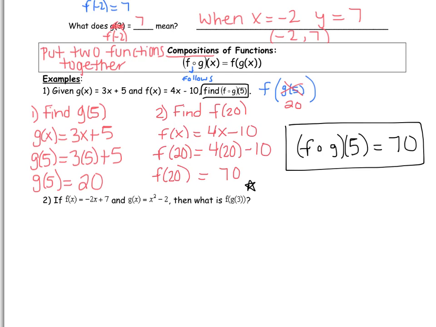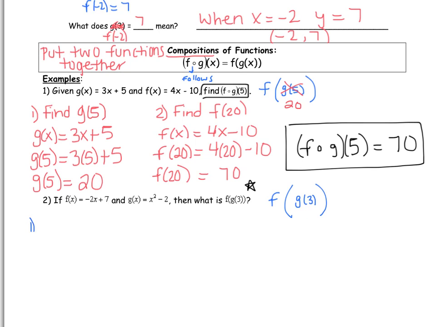Okay, let's try a second example. Example number 2: if f of x equals this and g of x equals that, then what is f of g of 3? Every time there's a parenthesis, we're going to say the word of. F of g of 3. I'm going to exaggerate the way that we write this, and write it as f, big parenthesis, g of 3. So that tells me that I have to find g of 3 first.